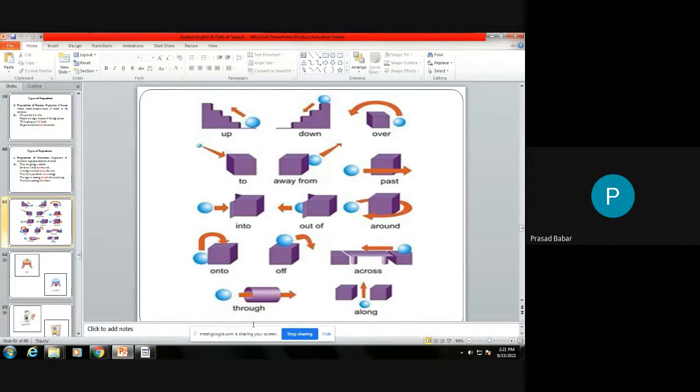Then there is another picture. ऑफ म्हणजे काय? Off means what? I am picking that ball which is on the box and I am putting that ball from the box to the land, or the ground. So off means what? त्या बॉक्सच्या वरून. ओके, बॉक्स पासून बाजूला. Off means what? बाजूला.